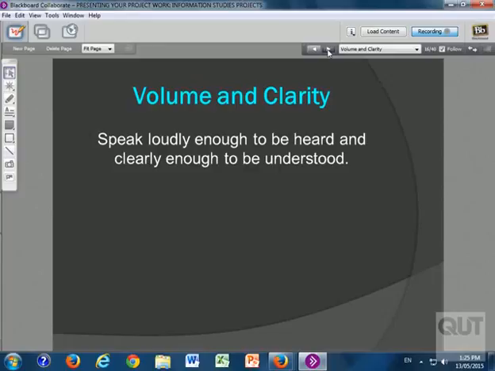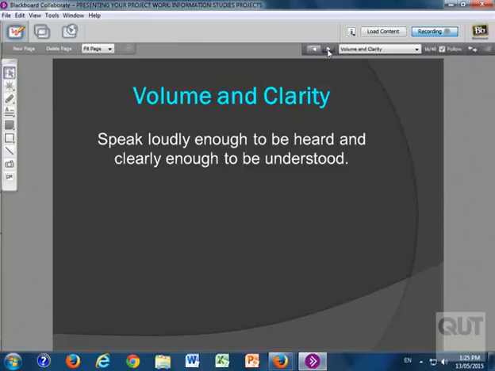Volume and clarity. I think they make a lot of sense. Speak loudly enough to be heard and clearly enough to be understood. I think that for the international students, once again, it's quite beneficial to be aware of the pacing, because you are unfortunately having to use a language that's not your first language. You might need to take a little bit more time to speak clearly. That's fine. So you can pace your presentation to take that into account.